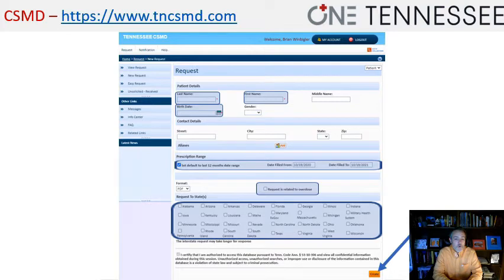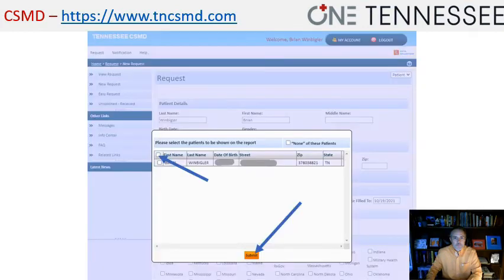And in the bottom right-hand corner, once you've made all of your selections and entered the requested information, you simply click Create. This is what's going to pop up. I've used myself as an example there. So it says Brian Winbigler. If there's different variations of the name, typically what you'll see is it will be Brian Winbigler and there'll be different addresses listed. In that situation, I simply select all of the patients there and then click Submit.